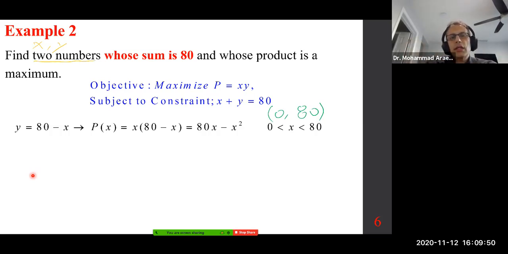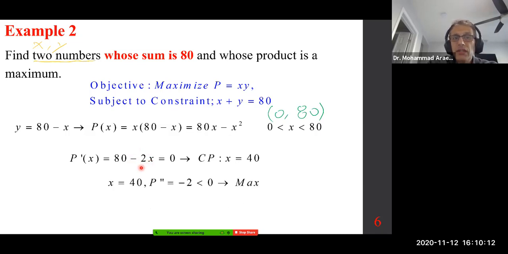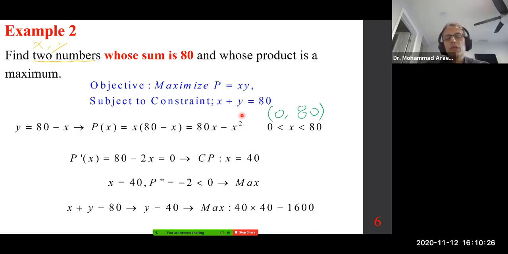We go through the process again, differentiation, 80 minus 2x. Set it equal to 0 and you get 40. Very straightforward. Is this going to maximize or minimize? Let's go with the second derivative test because p double prime is what? Negative. The idea is that p double prime is negative. Concave down, maximum occurs when x is 40. You put it into x plus y equals 80 and you get the y. Their product, 40 and 40, 1600.